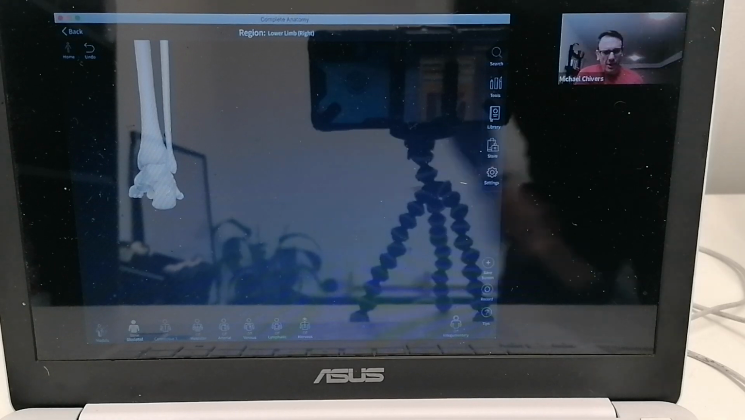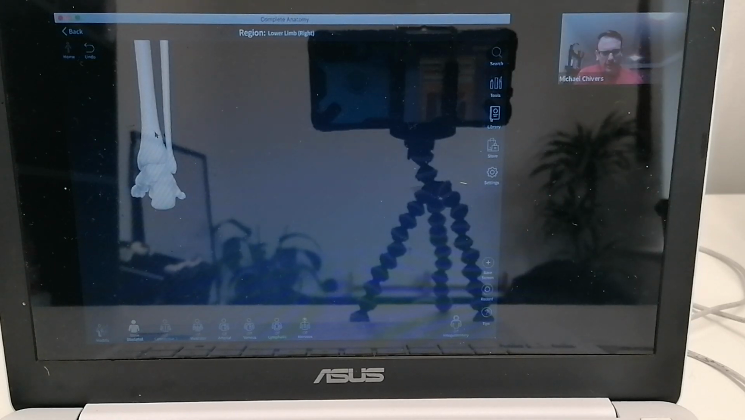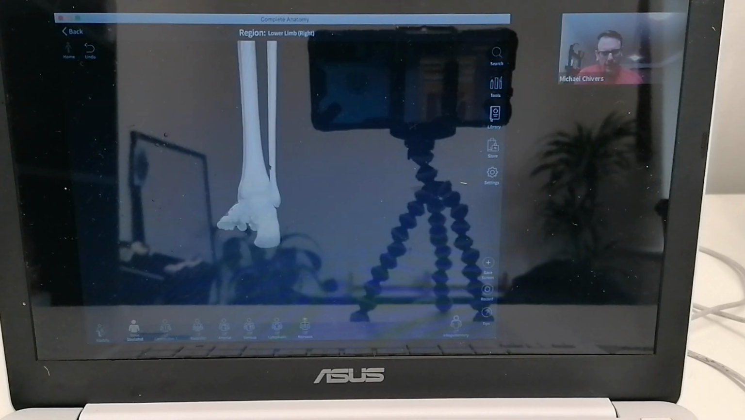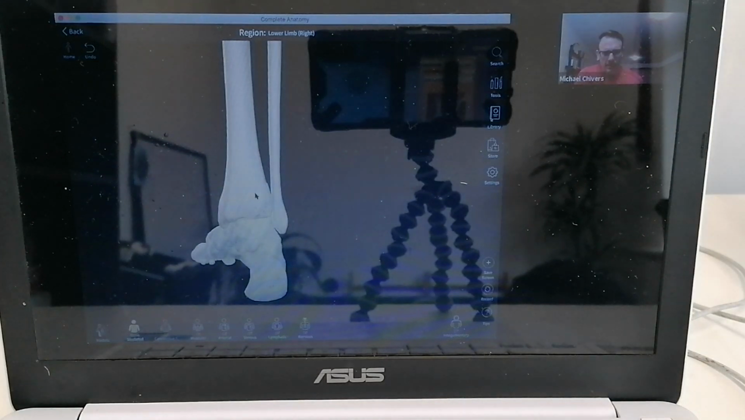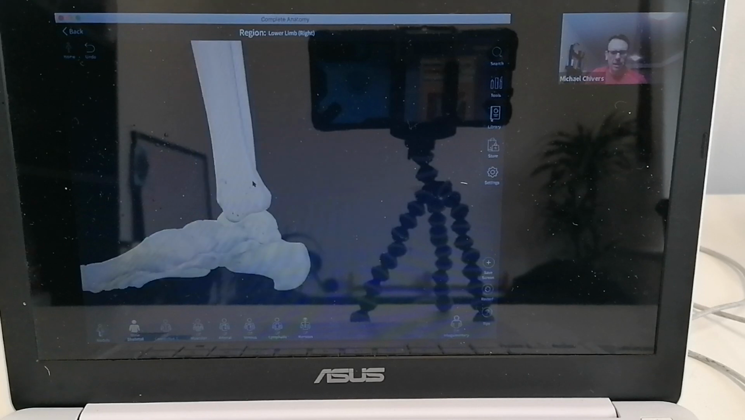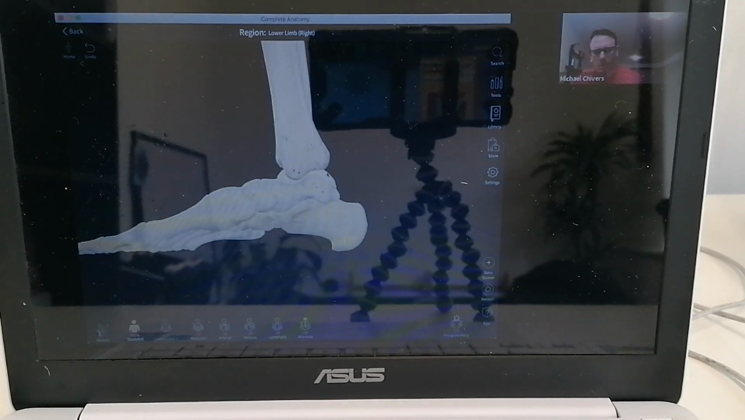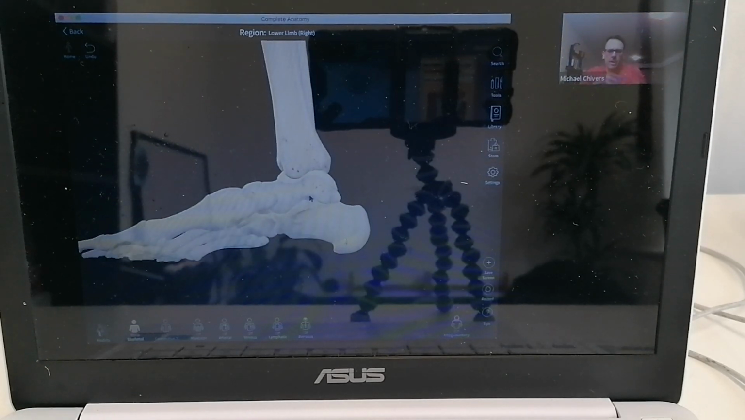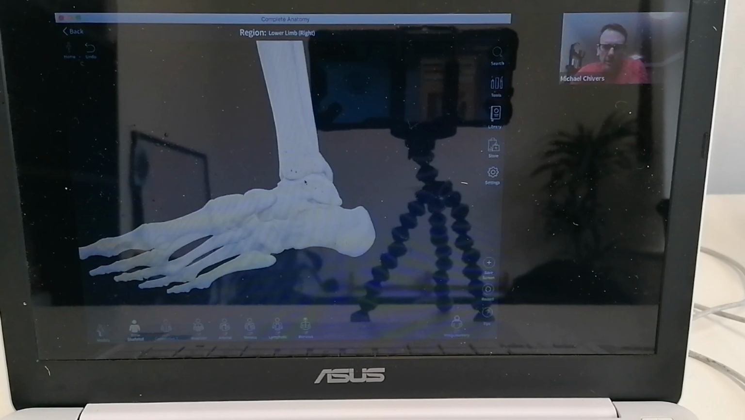Well, this is actually a really good picture. You can see how the talus sits on top of that calcaneus there. Can you flip that back to the medial side? Perfect, right there. You can see how the talus sits on top of the calcaneus, and that's the back side of the talus.